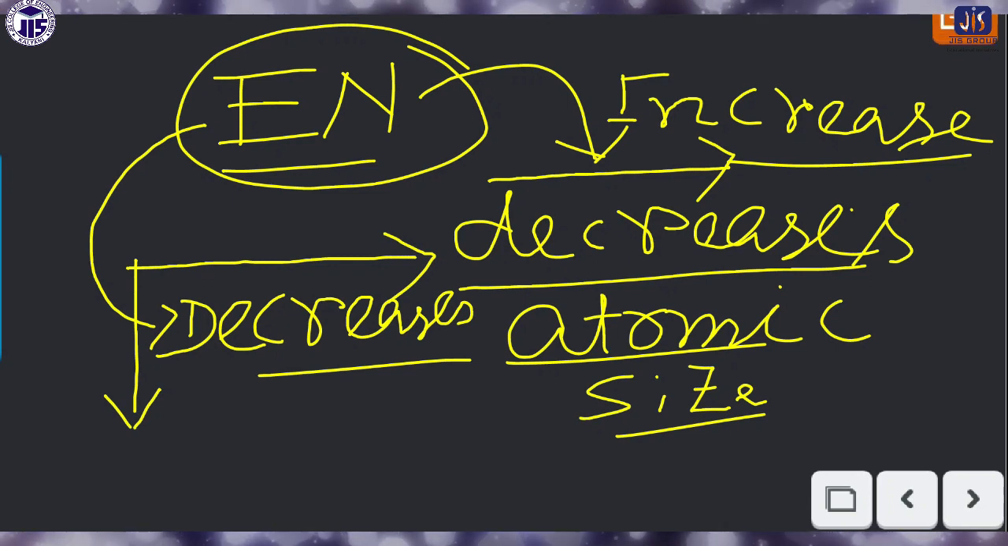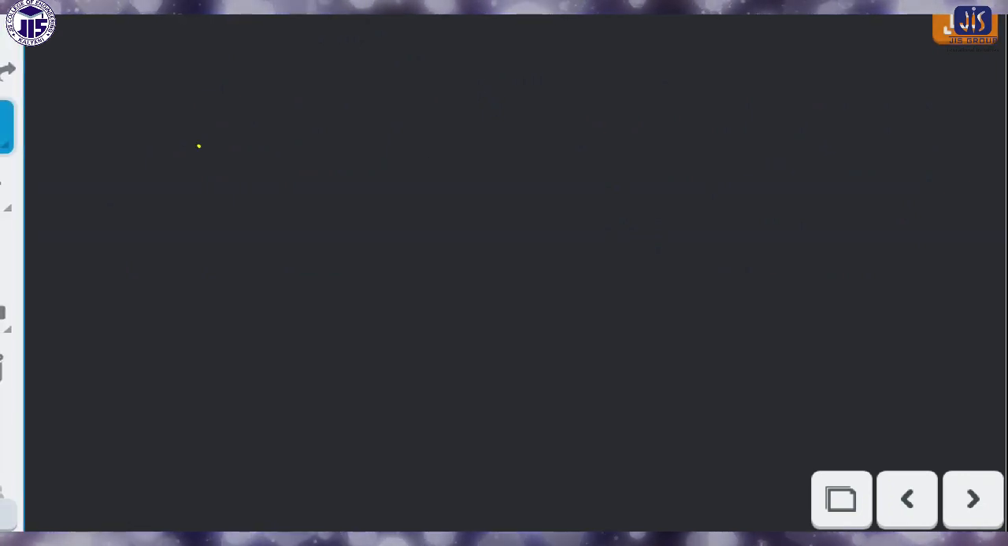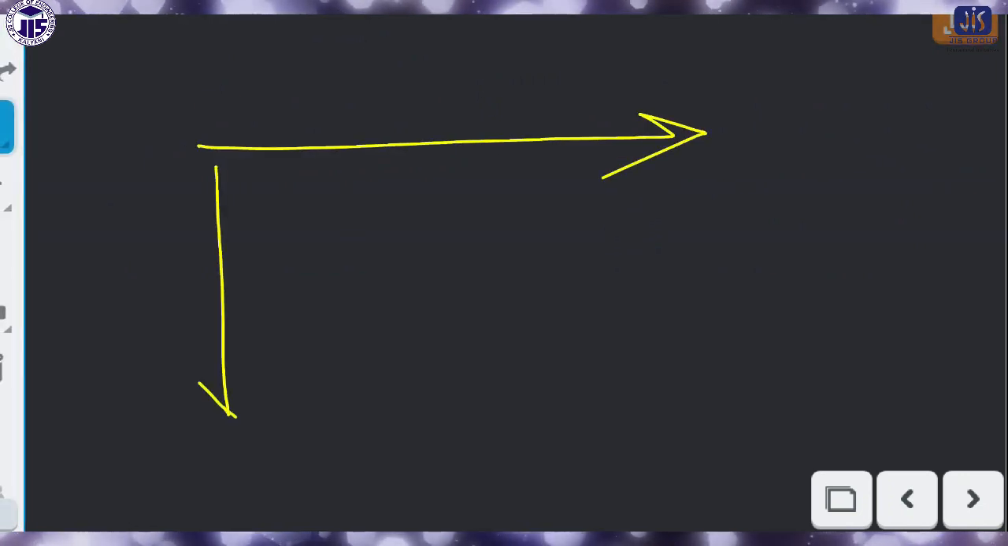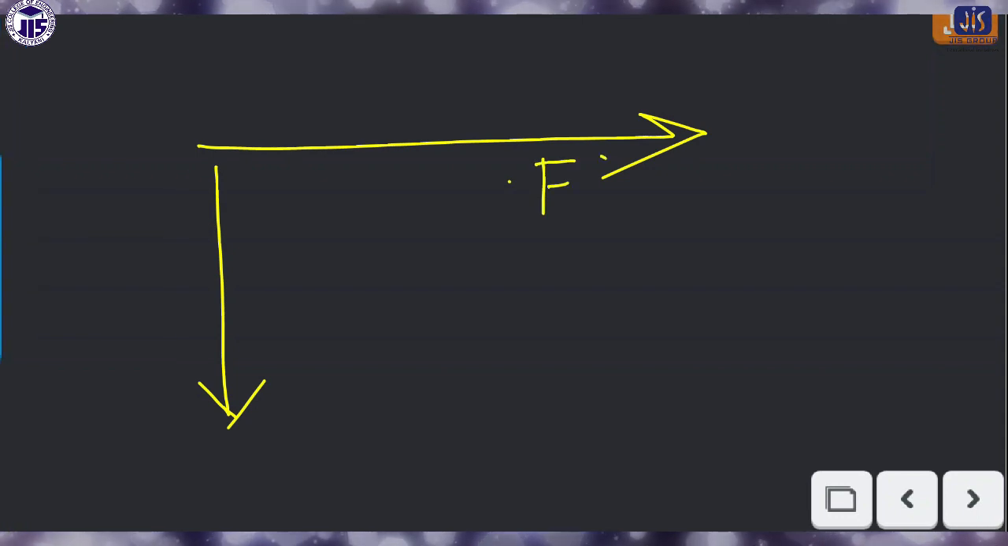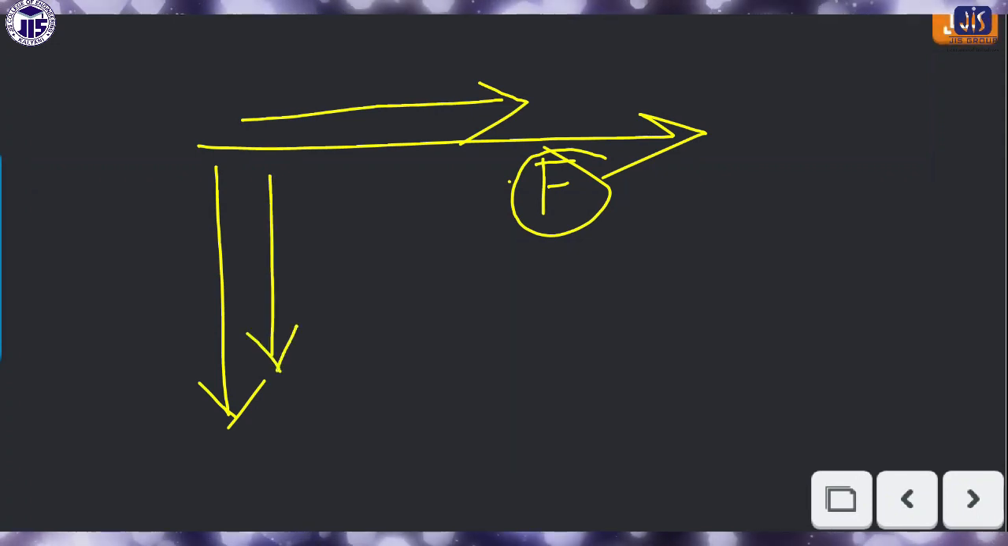If you compare the electronegativity, this is the periodic table, and here fluorine exists. So fluorine has the highest electronegativity, because from left to right electronegativity increases, and from top to bottom electronegativity decreases. So fluorine will have the highest electronegativity according to this order. You have to keep this fact in mind.